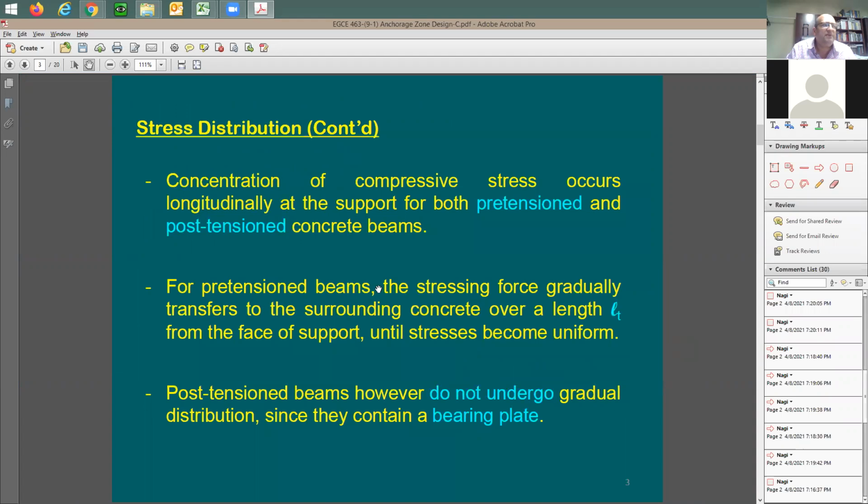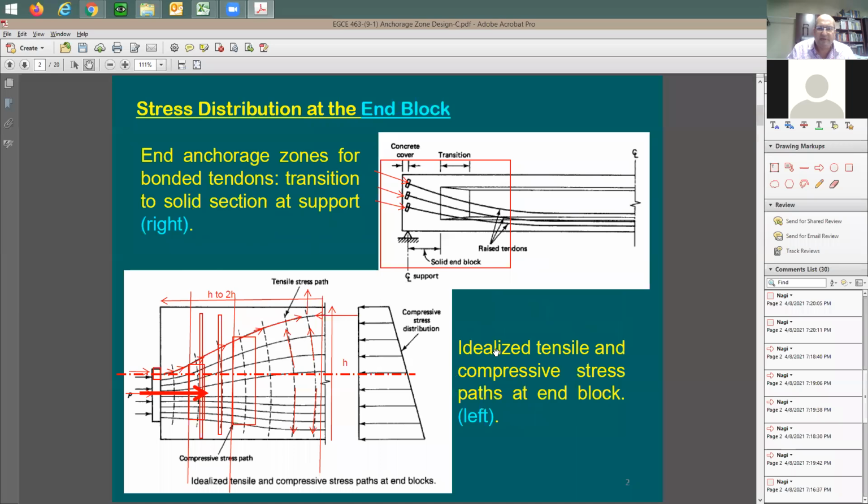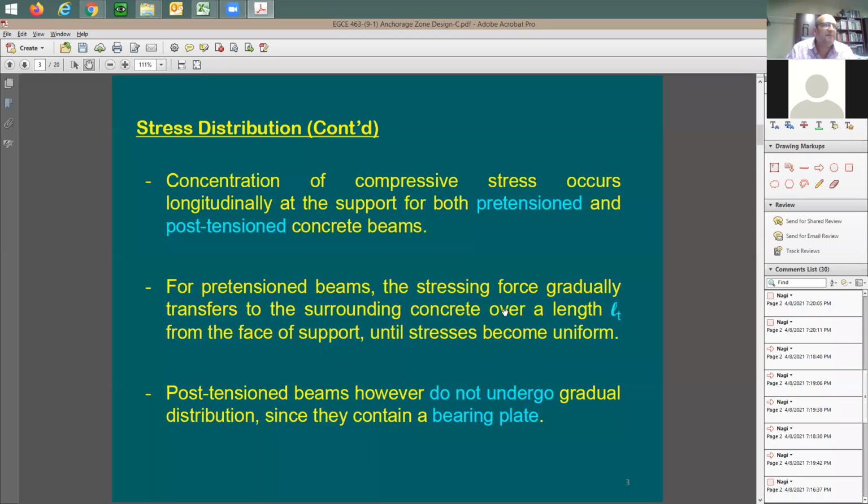Let's go through all of these notes just to understand what's going on. It says here concentration of compressive stresses occurs longitudinally at the supports of both pre-tension and post-tension. This is true, it happened in both cases. So whether you have pre-tension or post-tension, you're going to have some tensile stresses and some highly compressive stresses. It's going to get transferred from a local or a smaller area to a bigger area, which means the entire beam depth.